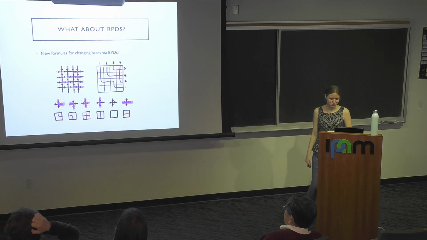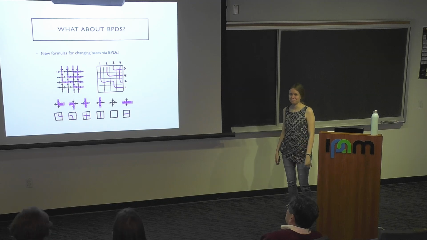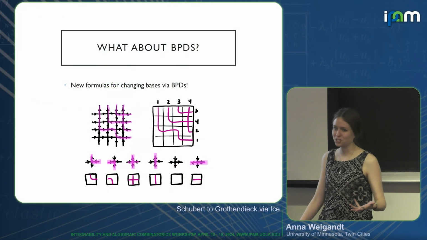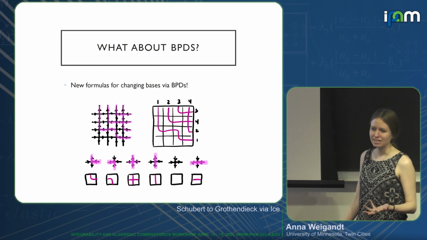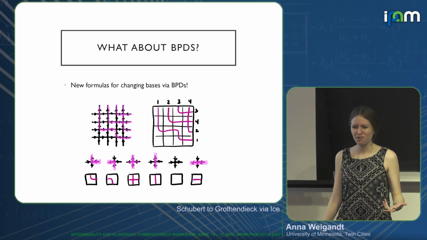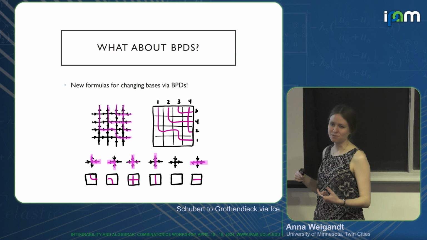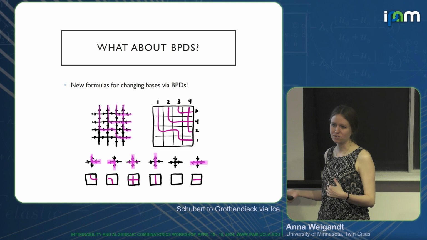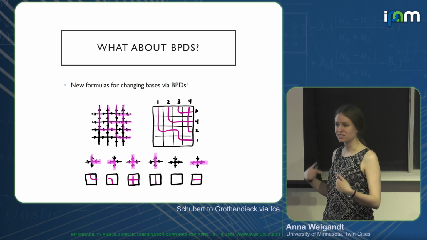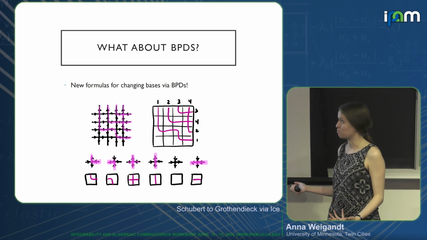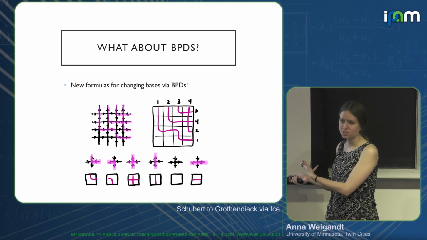I really like bumpless pipe dreams, so what about bumpless pipe dreams? I'm going to present new formulas for changing bases with bumpless pipe dreams. What's the right co-object? It turns out we made this choice for bumpless pipe dreams to start from the six-vertex model and take the arrows that point left and down. We could just as well take the arrows that point left and up, and this gives us our co-object.